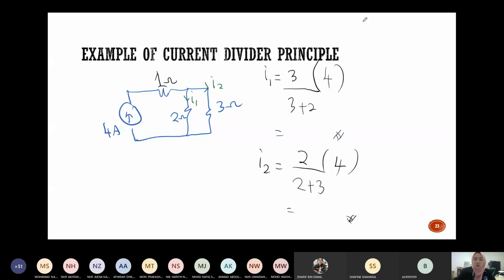Okay, use current divider. So I1 is equal to R2. Take note, this is I1 because you want to calculate for I1. So the resistor on top should be R2. Okay, so R1 plus R2 multiplied with I. So this is R1, this is R2. So R2 is 3, divided by 3 plus 2, multiplied with I. So the I is over here. Okay, I is 4 ampere. So 3 divided by 3 plus 2, multiplied with 4, you will get 2.4 ampere.